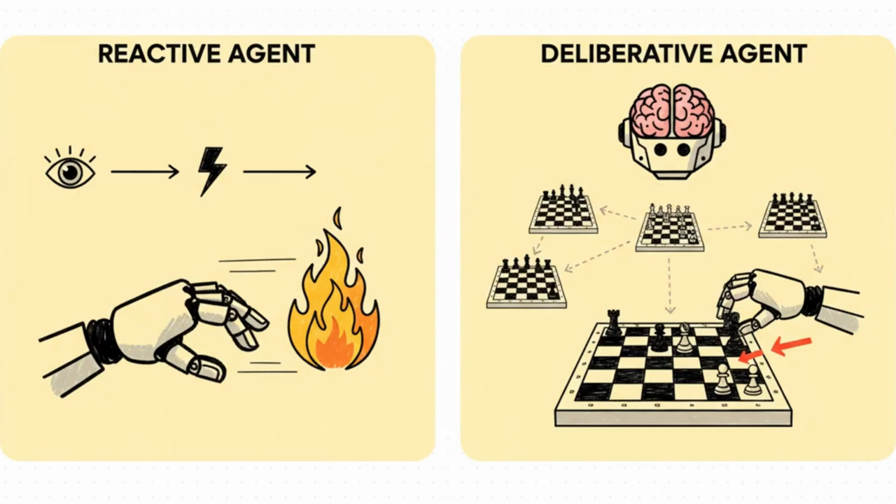So you've basically got two main flavors here. On one side, you have your reactive agents. The best way to think about these is like a reflex. Input comes in and bam, an action comes out based on a simple rule. No thinking, just doing. But then on the other side, you've got deliberative agents. These guys are the chess masters. They actually model the world, they think ahead, and they plan out their next moves.